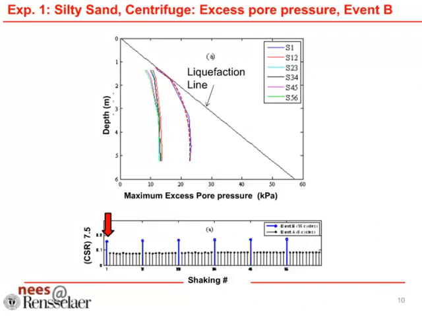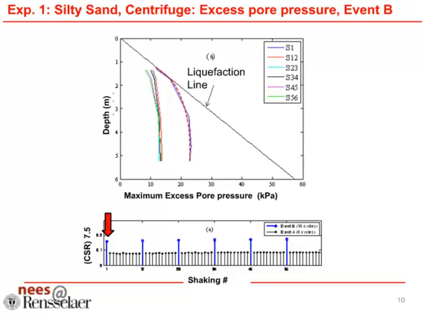If we look at the same test results in a different way, to make it hopefully clearer, what you see at the top here is the excess pore water pressure buildup. Basically, whenever you are touching or close to the liquefaction line, then your soil has liquefied. When you are not reaching it at the same level, that means they have developed some pore pressure, but not full liquefaction. I'll go through a few slides quickly.